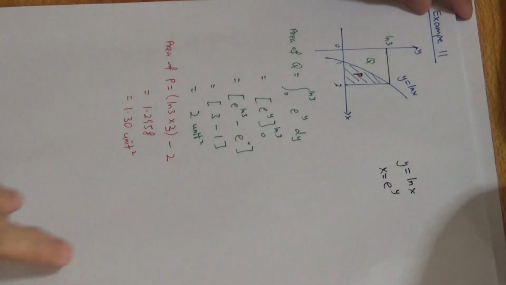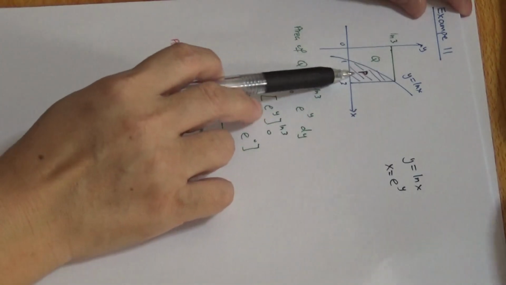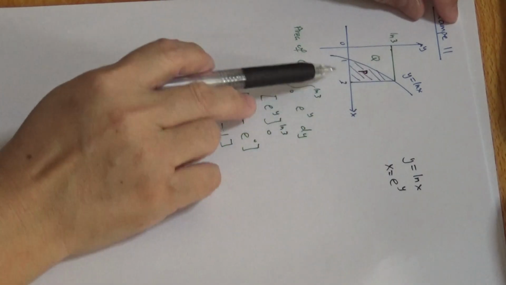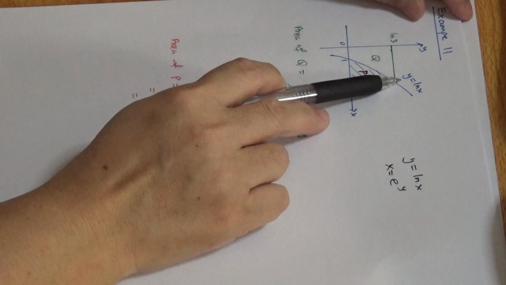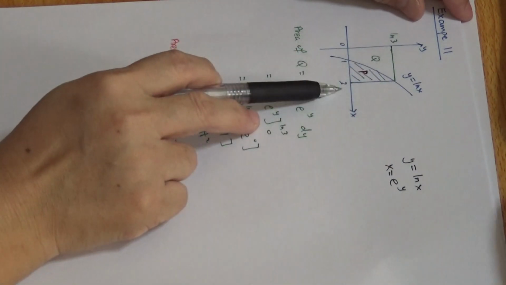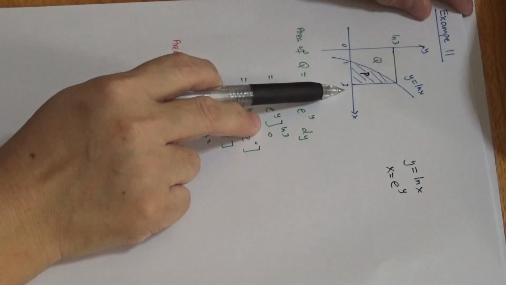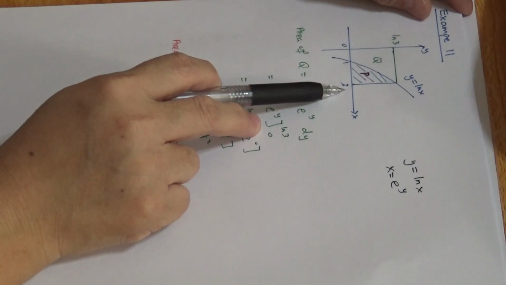Now we are supposed to find the area of the shaded region P. A lot of you will say, oh, it's very easy. y equals to ln x, I integrate ln x from 1 to 3. But the thing is that we do not know how to integrate ln x. There's no integration for ln x at this particular moment in your syllabus.